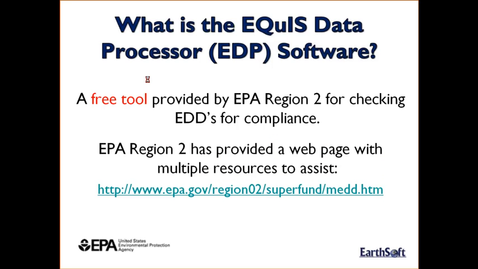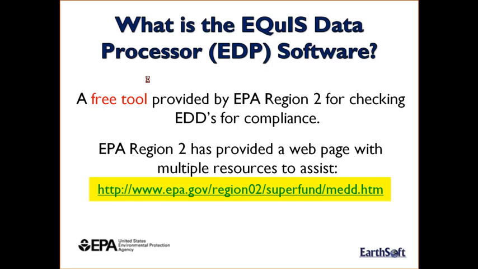So the next slide is, what is the EQuIS data processor? The EQuIS data processor is a free tool that's provided by EPA Region 2 for checking compliance for your data, for your EDDs that you're submitting. You can download that EDP from the link as you see at the bottom there.